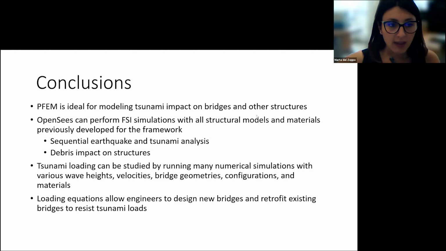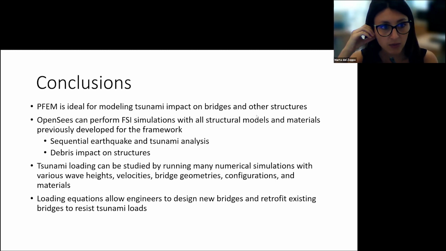And meanwhile, I have a last question for you about the development of this loading equation. Which kind of variables did you take into account to come up with the final equation? So you made different simulations. Which kind of variables did you change?